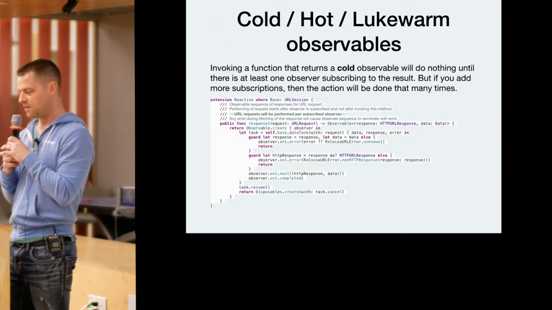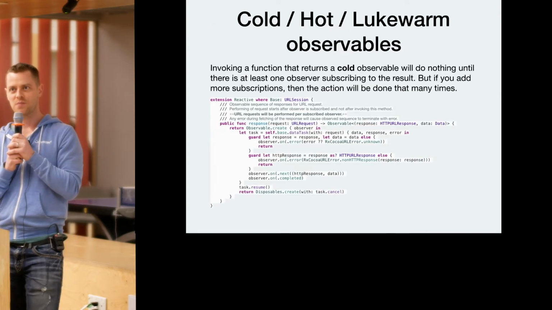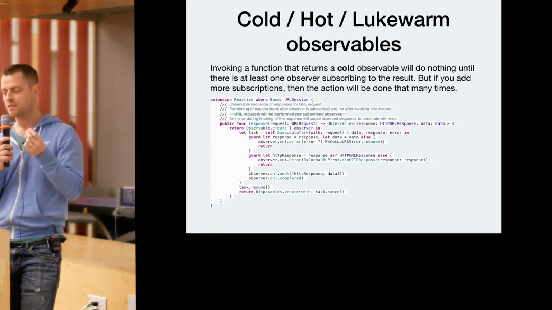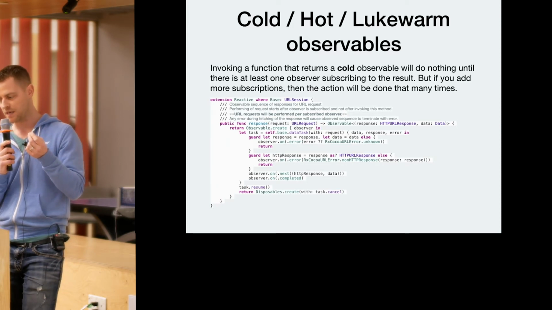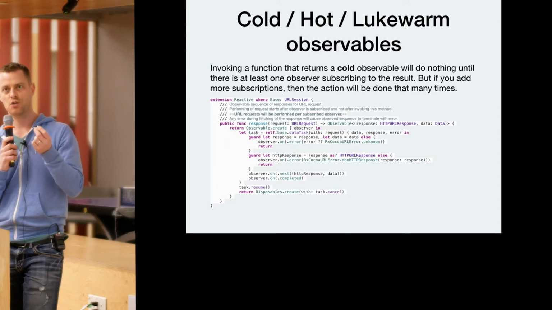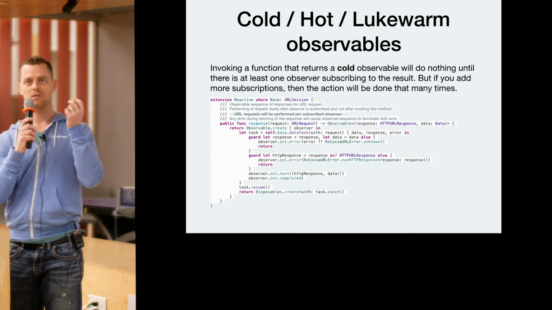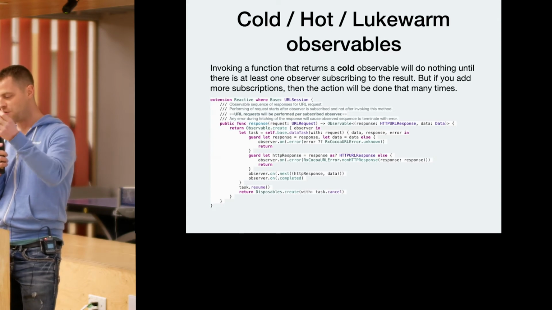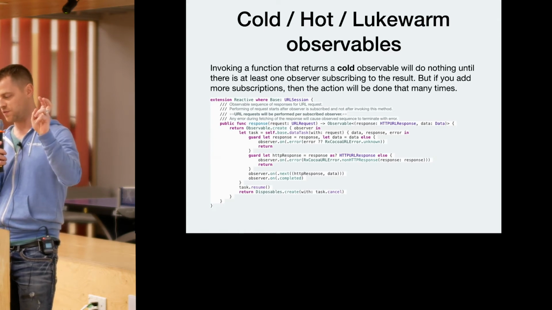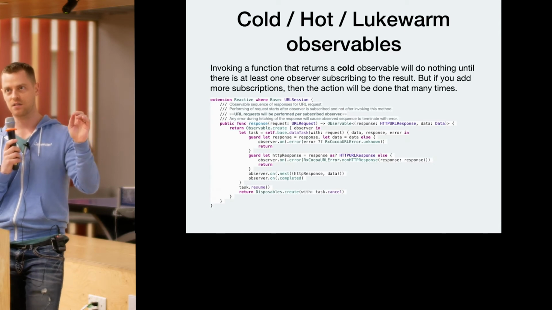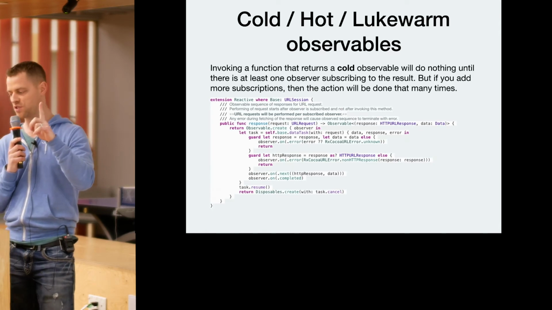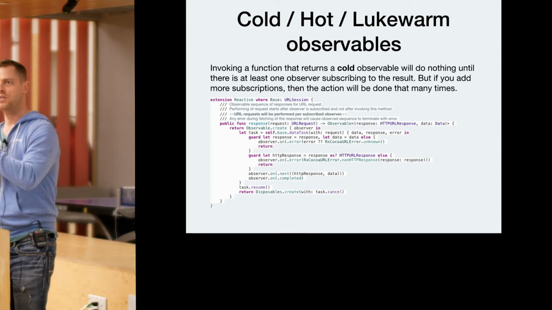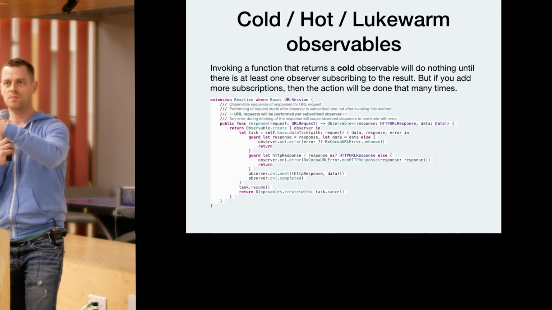Okay, I want to introduce a topic that, if you don't know Rx, I'll just be speaking Martian to you right now. But there's this concept of cold, hot, and lukewarm observables. That is just a major pitfall. If you're going to do Rx, learn these; it's the number one learning. So I'm going to invoke a function that returns a cold observable, and it won't do anything until there's at least one observer subscribing to the result. And as you add subscriptions, it will actually do that code per subscription.